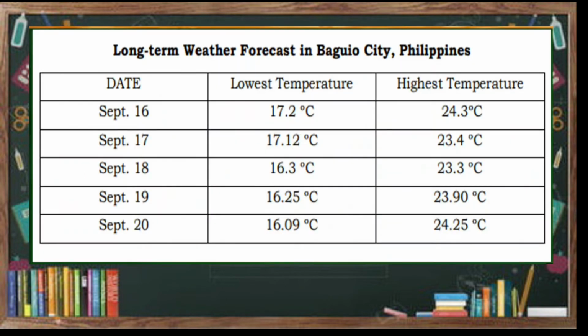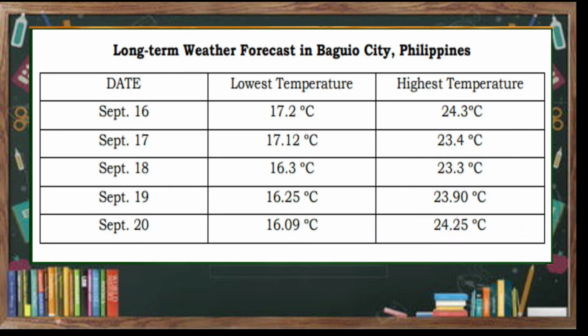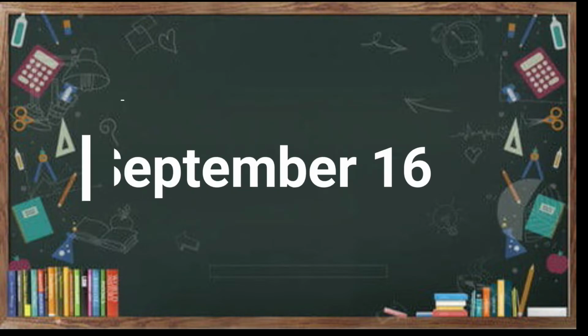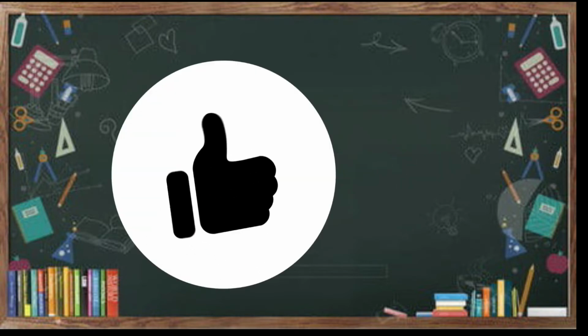Next question, which has a lower temperature? September 16 or 17? Very good. The answer is September 17. And last, which has a higher temperature? September 16 or 20? You are right. The answer is September 16. Okay, very good. You answered all the questions correctly.